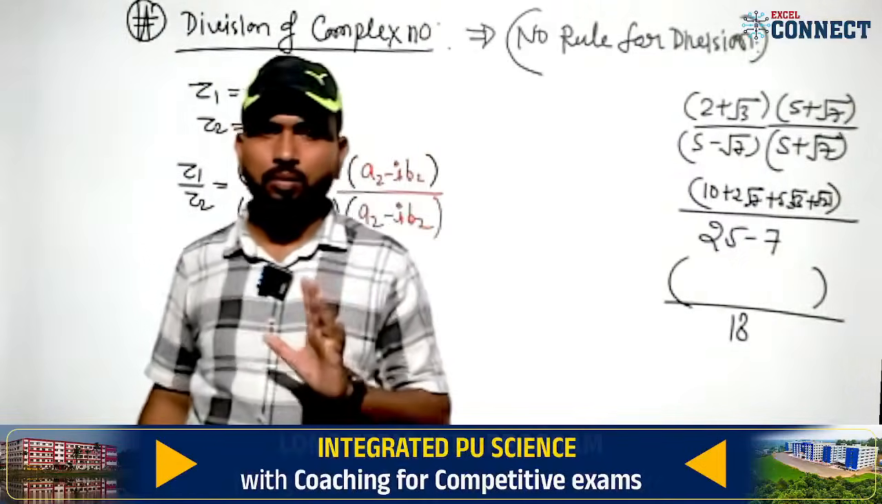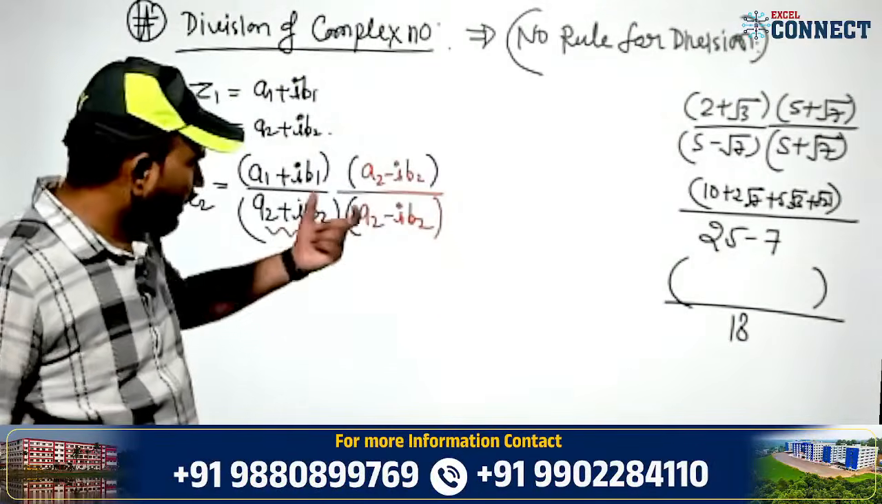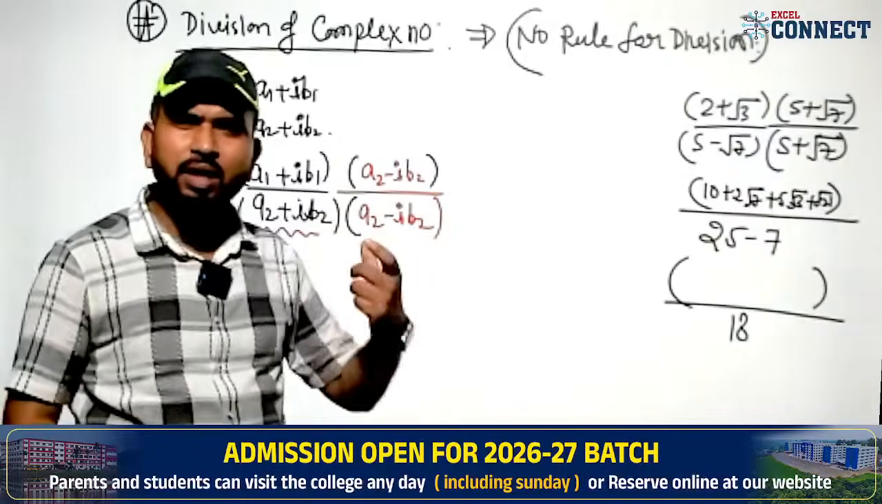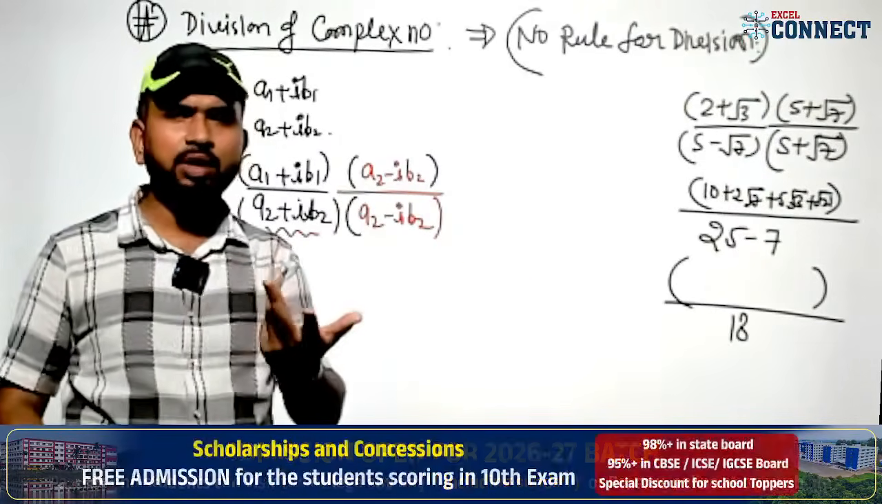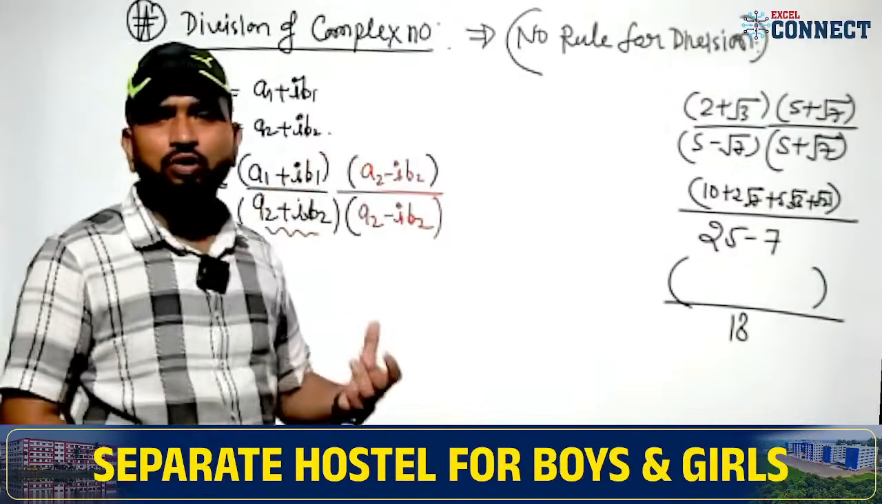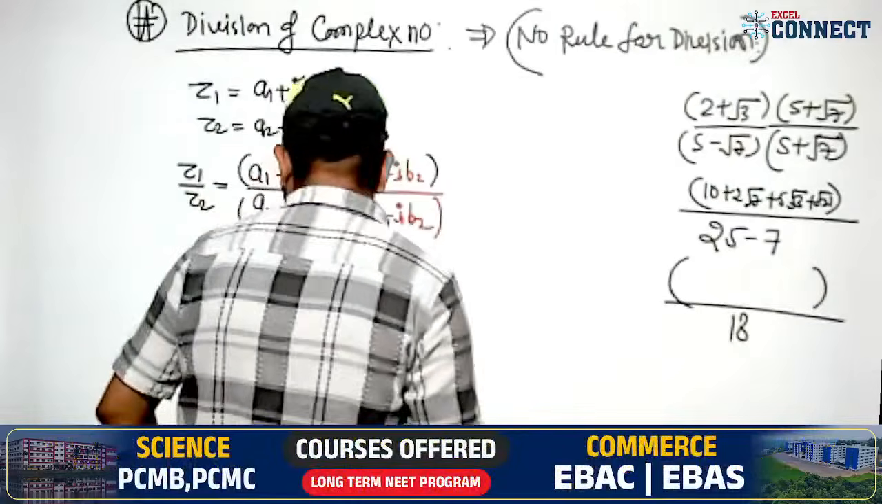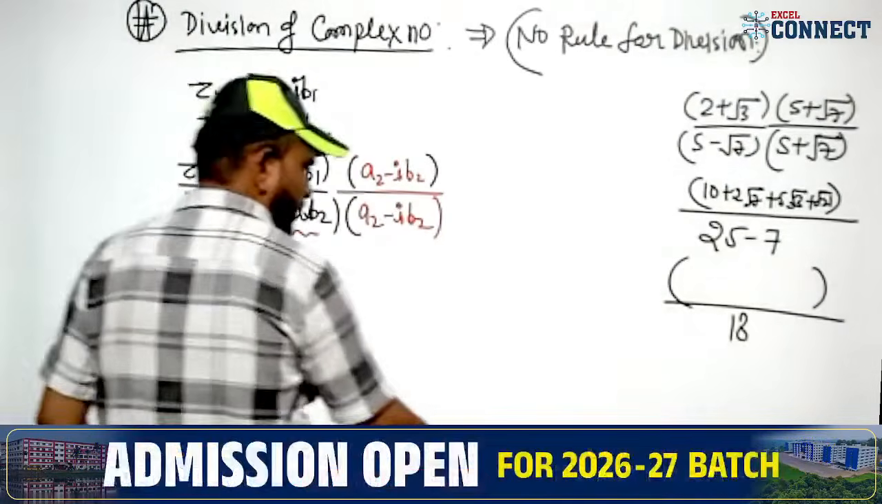Okay, sir, you mean we need to rationalize? Here it is not actually called rationalization, because rationalization is used when irrational numbers with roots are there. But here, with complex numbers, we multiply by the conjugate number. Let me give an example so you will understand clearly. On the next page I will write.